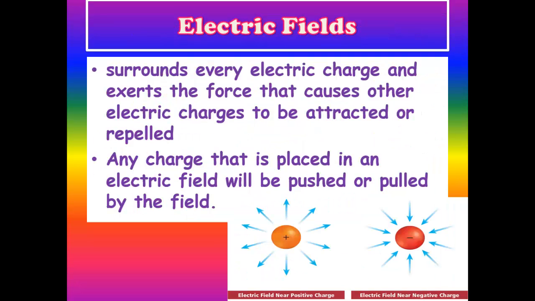Electric fields. Every atom basically puts off an electric field, or everything puts off an electric charge. So notice that this positive charge here has an electric field, and it causes things to be either attracted or repelled. So notice that this positive here likes to push things away, whereas the negative charge likes to pull things in. So that's an electric field of a charged atom.